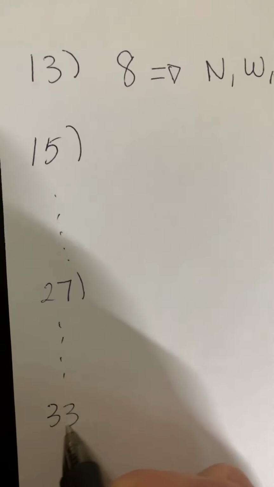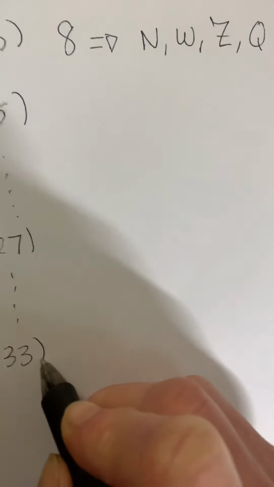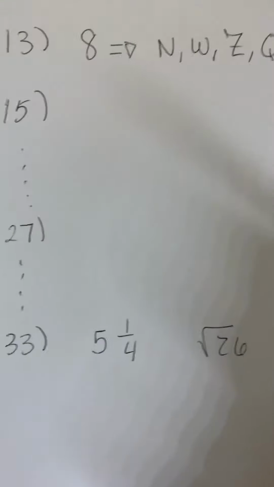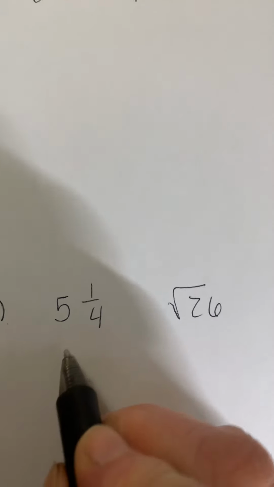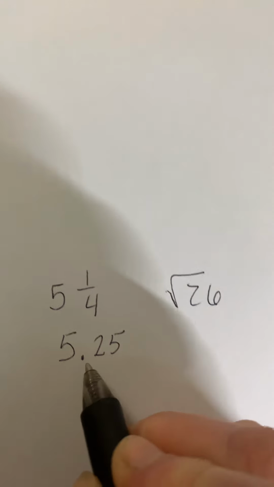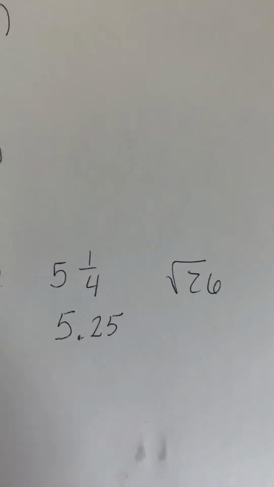Then you're going to get to question number 33, and you're doing your greater than, your inequality signs, and your equal sign. So 33 is 5 1/4 compared to the square root of 26. Don't guess. Do not guess. Use some rationale so that you understand the numbers that you're working with. You know that this is 5 1/4.